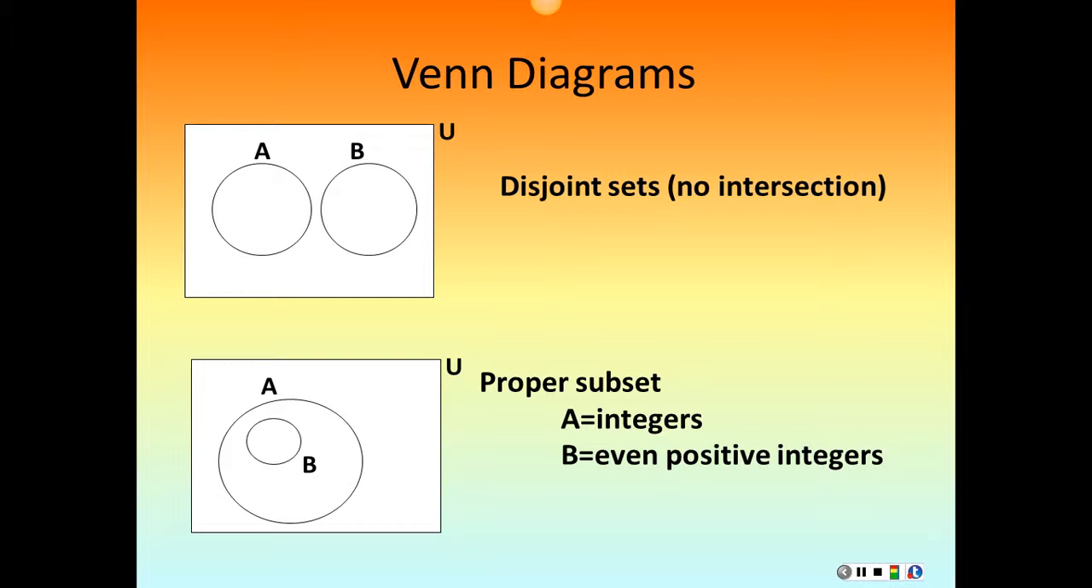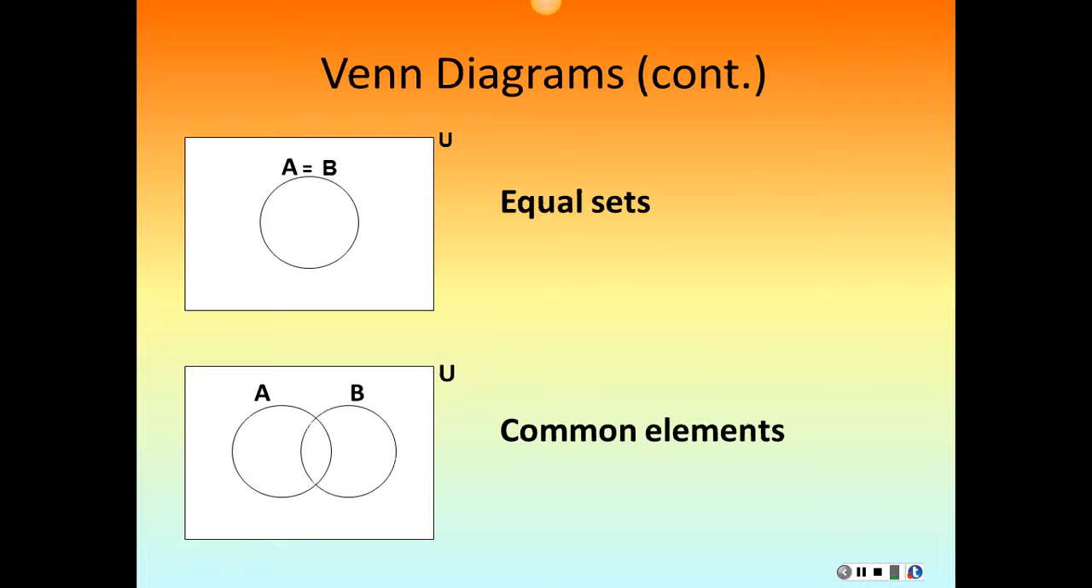So here A is our integers, B is even positive integers. So again, all even positive integers are included in the set A integers, but they're not the same. And that's what makes a proper subset different than a regular subset. Equal sets in Venn diagrams are represented as you see. And then sets that have common elements are represented like this, having a middle intersection ground.